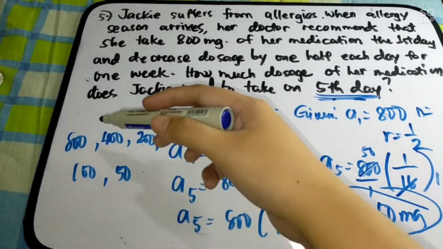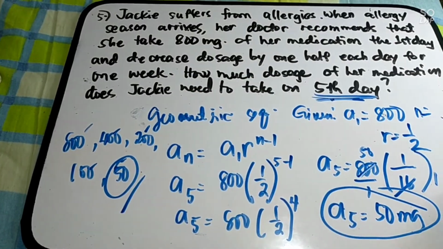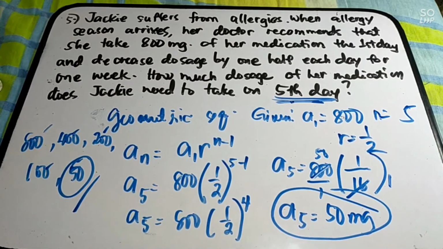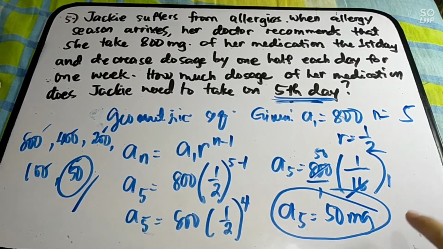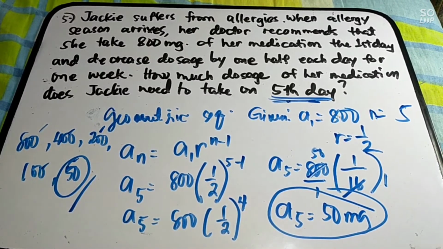Let us see kung pang 5th nga siya. 1, 2, 3, 4, 5. Correct. So, you have 50 milligram that you are going to take in the 5th take. So, Jackie will take 50 milligram on the 5th day. Is it clear? Let us have the last one.